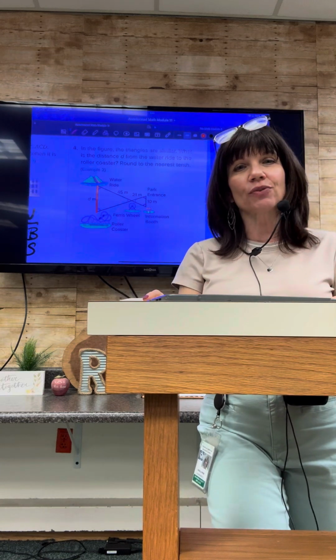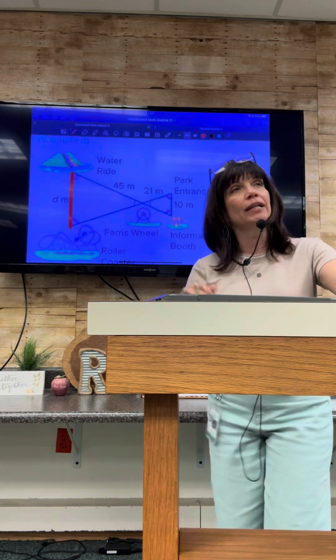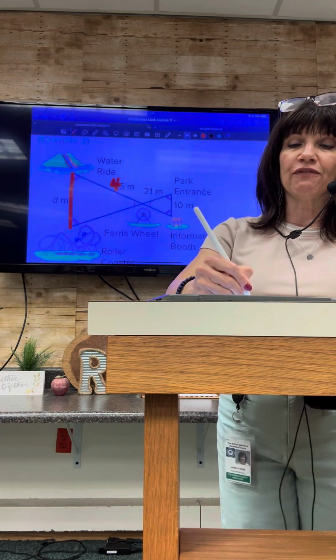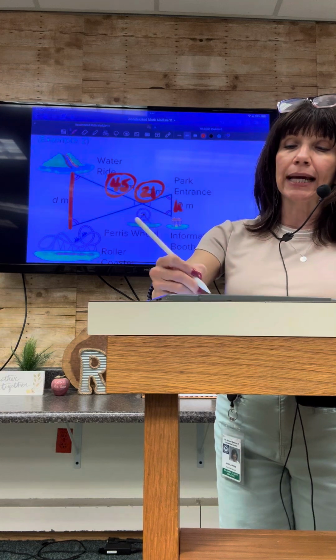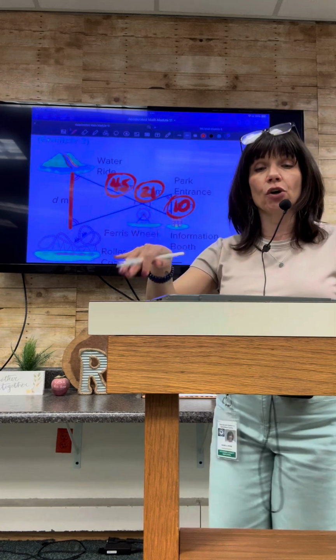Okay, we're still continuing. Okay, number 4. What is the distance D from the water ride to the roller coaster, round to the nearest tenth? Now, circle all 3 numbers you've been given. Everybody right now, circle all 3 numbers. Did you circle 45? Did you circle 21? Did you circle 10? Were they all meters? Yes, so good. There's no worry about converting measurements.